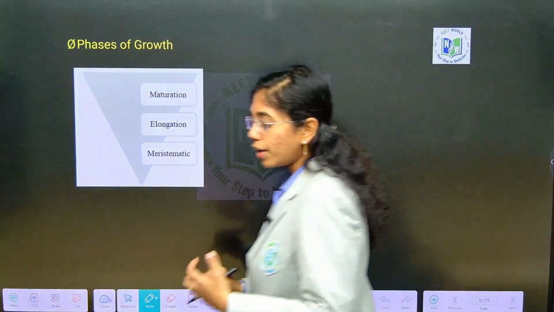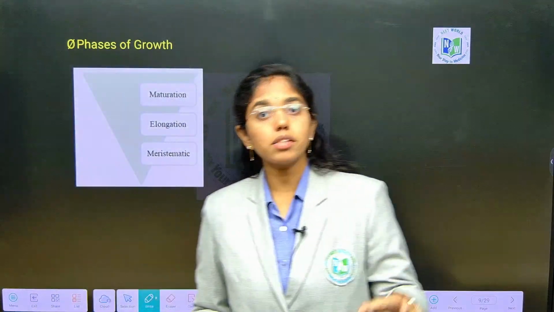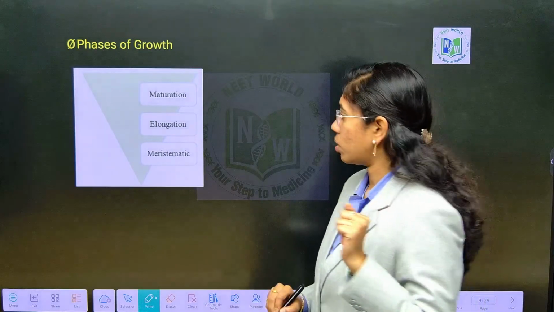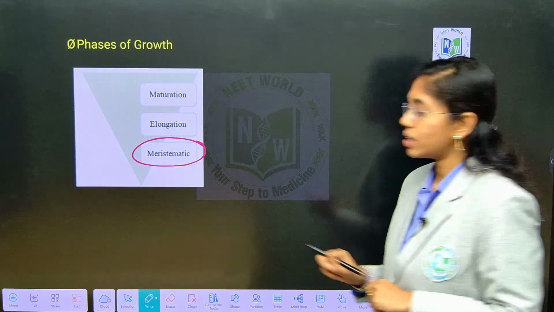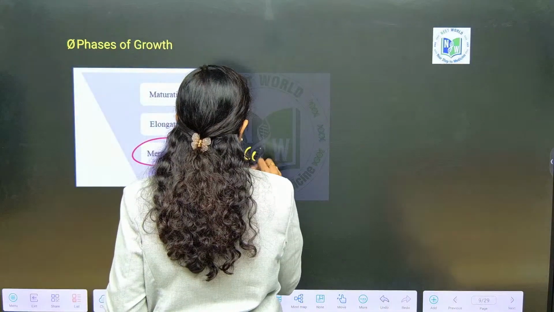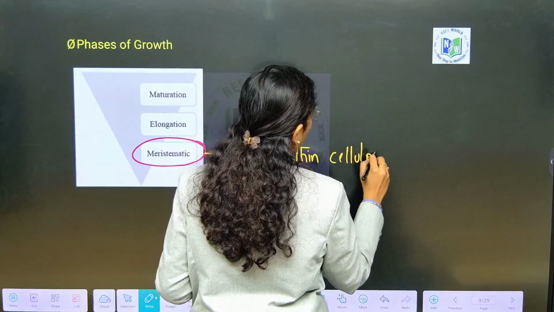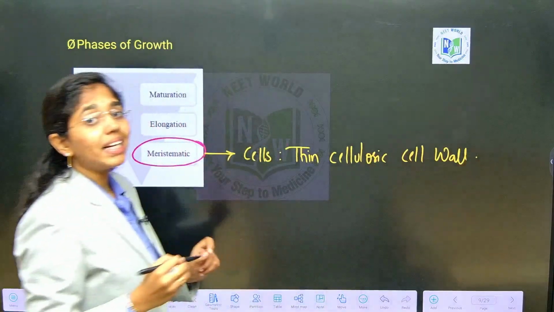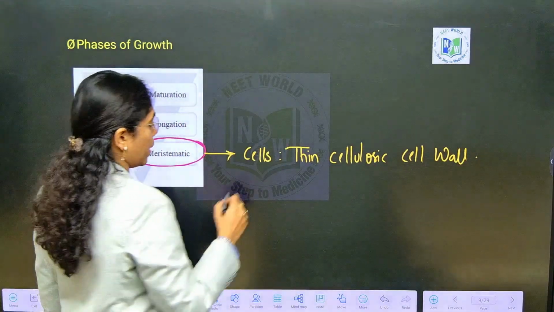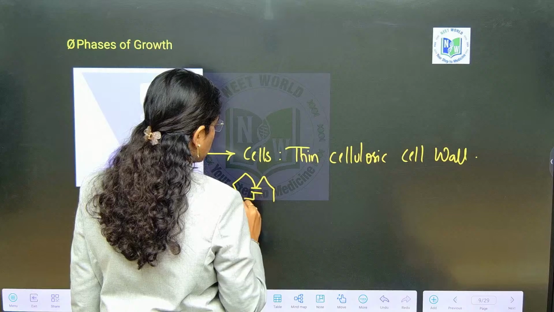And then phases of growth. About phases of growth we have already learnt in morphology, where we addressed the regions of the root. Here also the characteristics of the cell will be the same in phases of growth. Look into the meristematic phase. Cells in the meristematic phase will have a thin cellulosic cell wall, and they have abundant plasmodesmatal connections in between the cells.